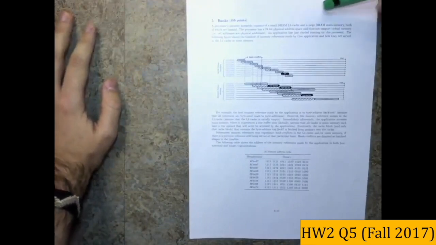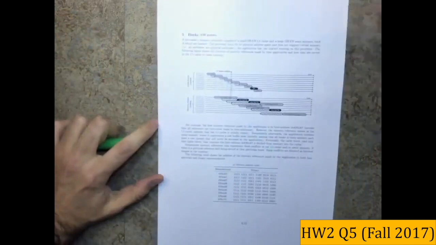Okay, we are now solving question 5, which is about banking on caches and memory. I'm going to read the question first. A processor's memory hierarchy consists of a small SRAM L1 cache and a large DRAM main memory, both of which are banked.